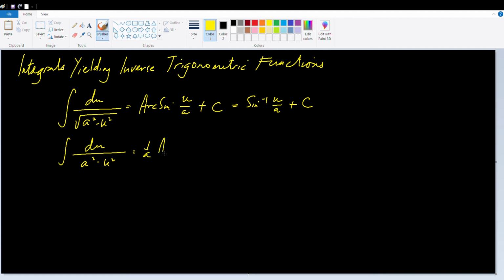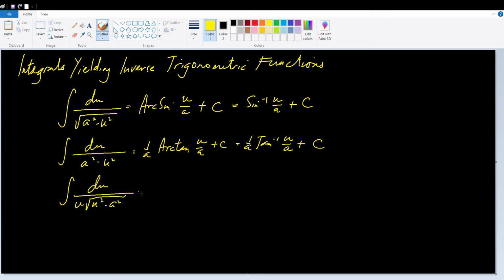The other one is du all over a squared plus u squared, which is 1 over a arctangent of u over a plus c. Equivalently, 1 over a tangent to the negative 1 u over a plus c. And du all over u square root of u squared minus a squared, which is 1 over a arcsecant of u over a plus c, or 1 over a secant to the negative 1 u over a plus c.